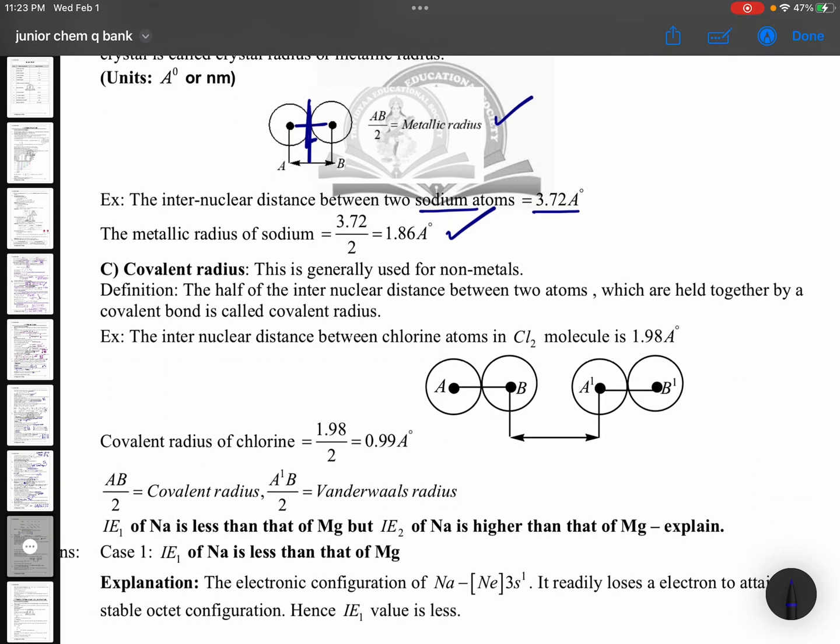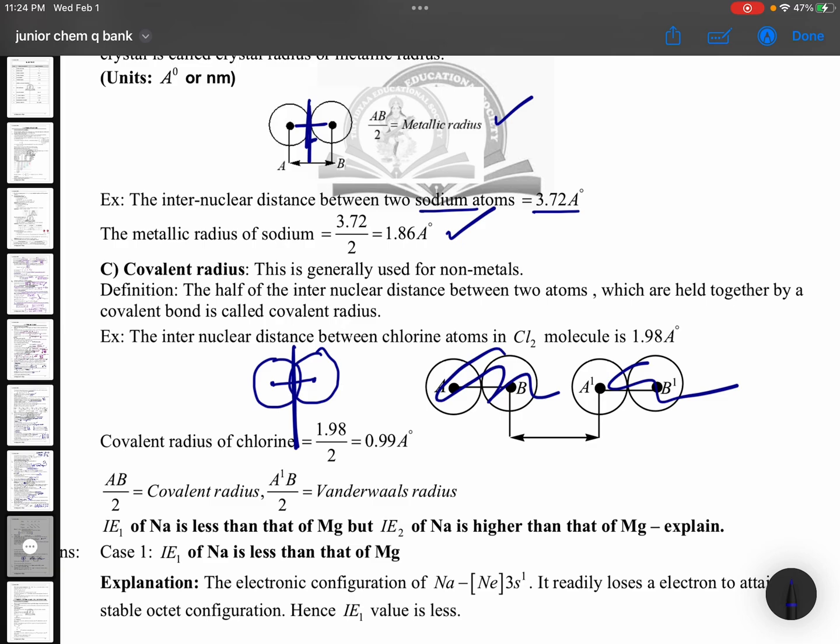Covalent radius is generally used for non-metals. Half of the internuclear distance between two atoms which are held together by a covalent bond is called covalent radius. Now this is not the correct image, sorry. This is for van der Waals attractions, don't look at that. See here, this is the one. Now overlapping is there. This half of the distance is called covalent radius.